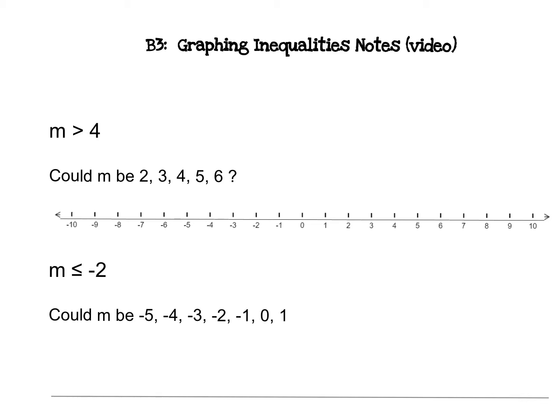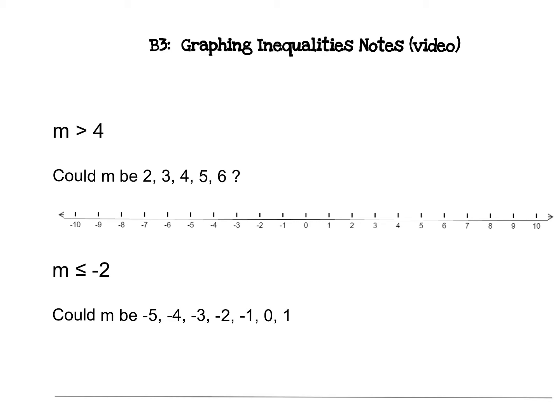Our first example, we've got m is greater than 4. So take a look at my list here. Could m be 2? If we put 2 into that inequality, is 2 greater than 4? No. So 2 is not going to work. That's not a true inequality. What about 3? Is 3 greater than 4? No. Same thing, right? 3 is not greater than 4. The inequality would not be true. What about 4? Is 4 greater than 4? No. It is equal, but not greater.